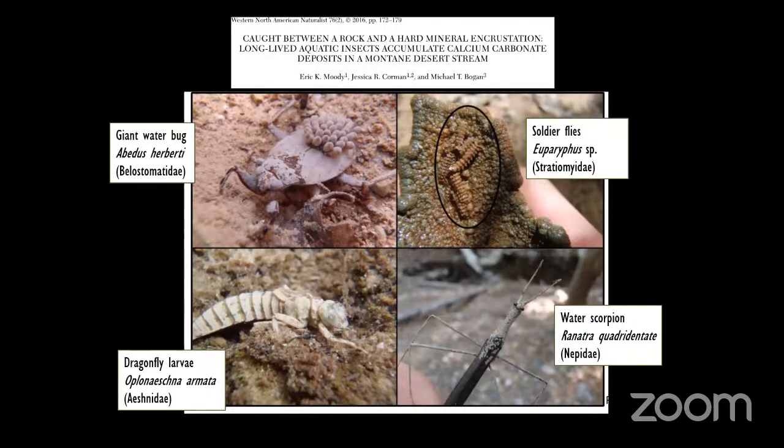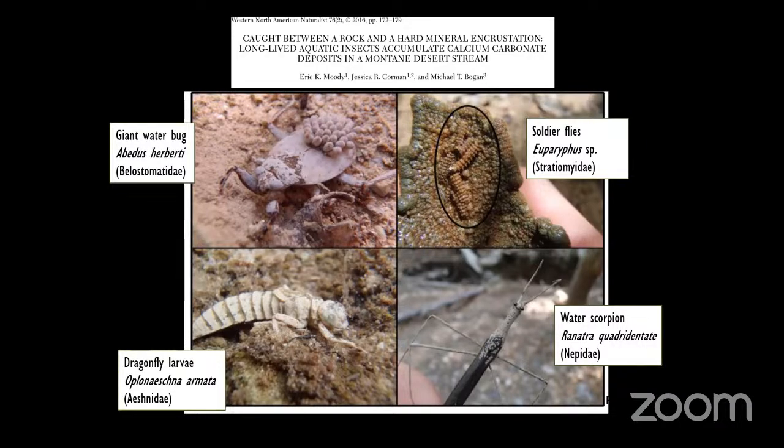And here are some pictures of the different organisms. I already showed a water bug, but we have some soldier flies, water scorpions, and dragonfly larvae, all with some nice calcium carbonate crust on them.